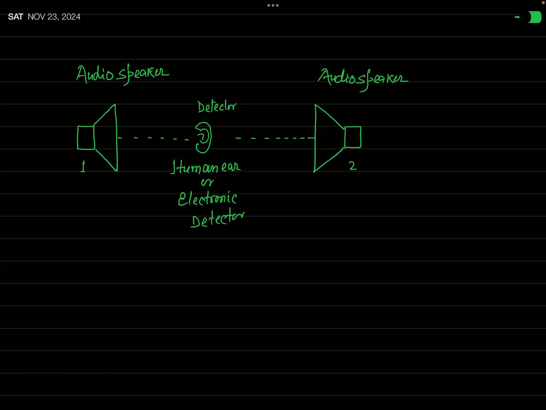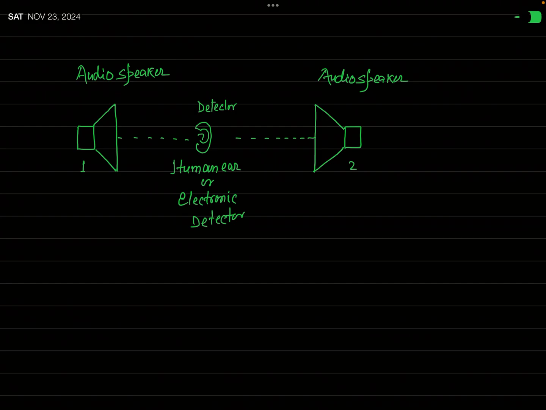Actually, these are two different descriptions, on different footings. In fact, as I have told you, a human ear or an electronic detector responds to the change in pressure and not the displacement in a straightforward way.